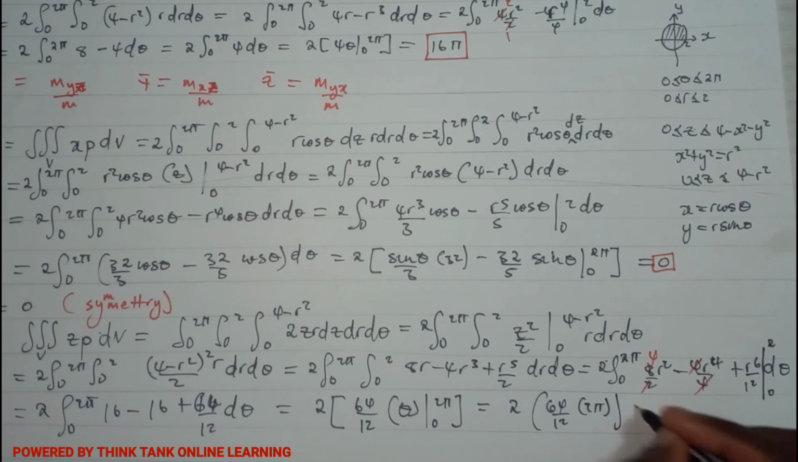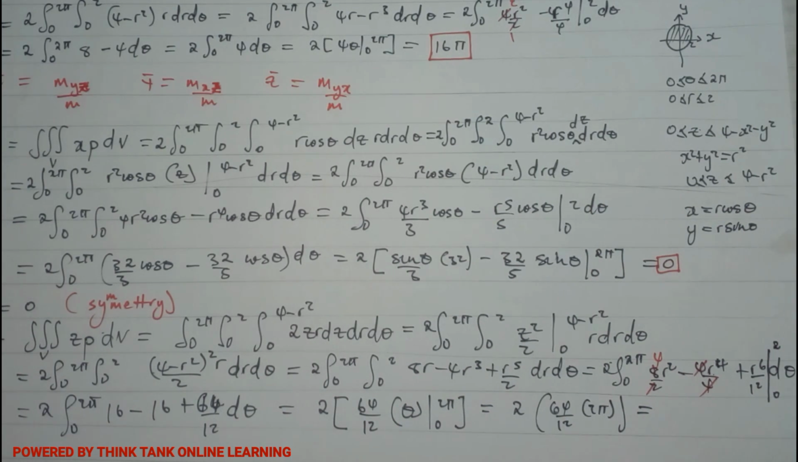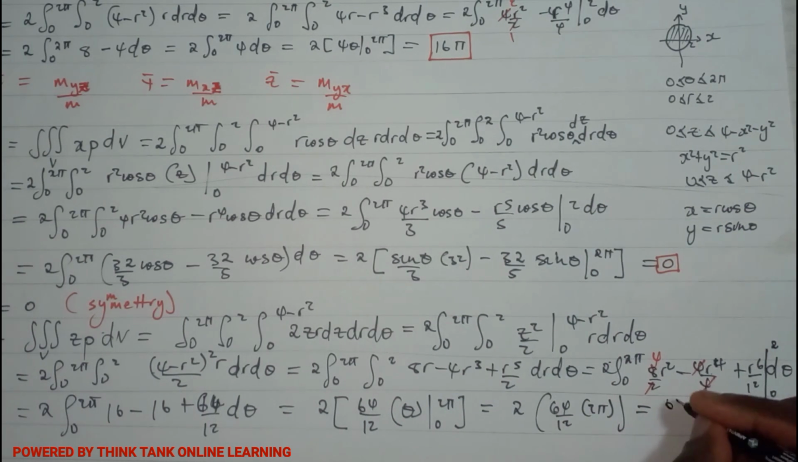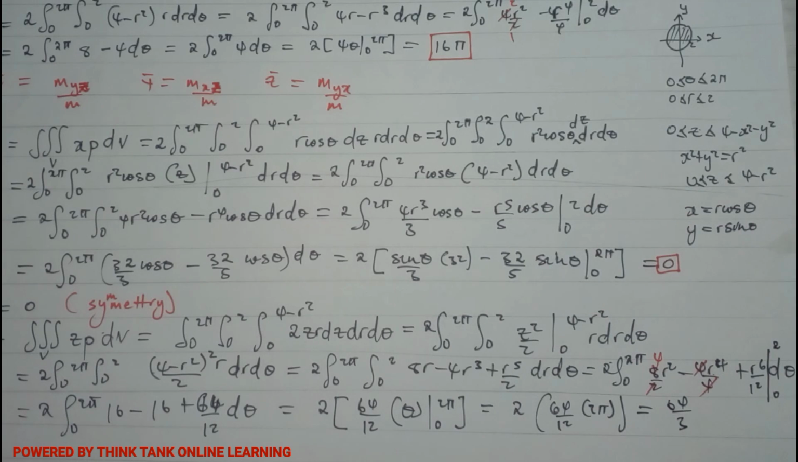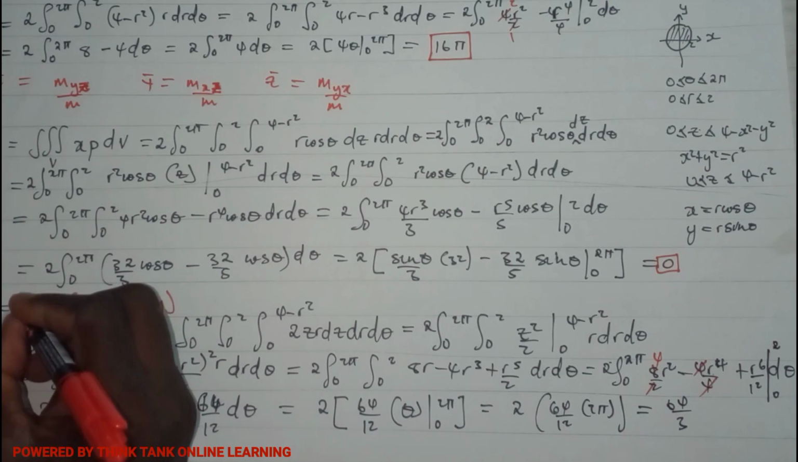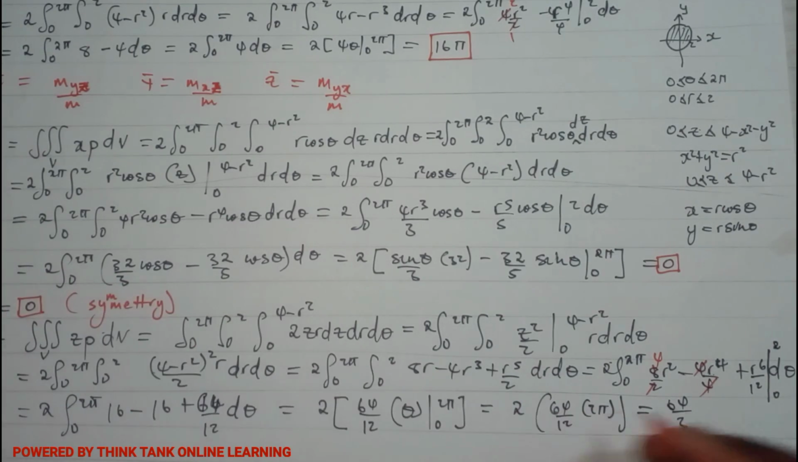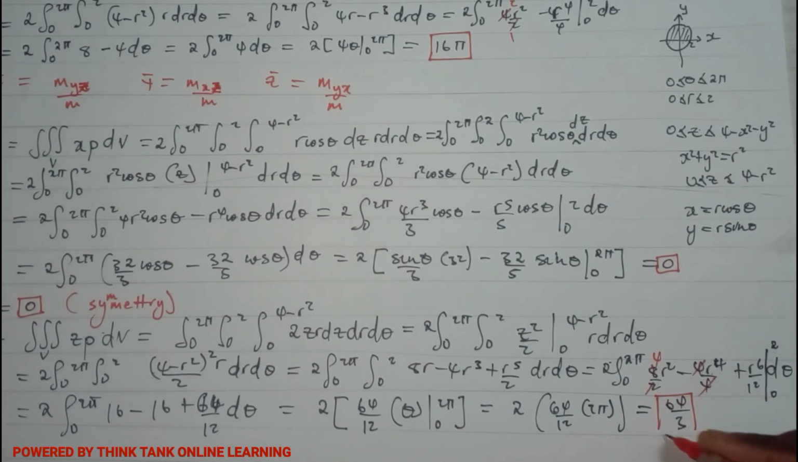And what is going to be the answer? 64 pi over 3. So we got this one here, and we have this one here.